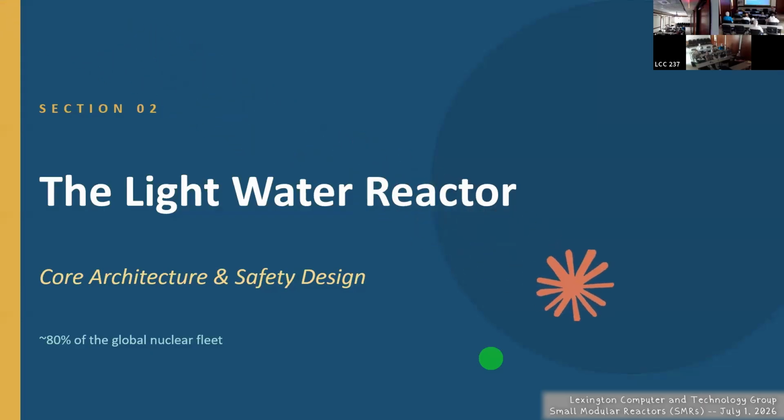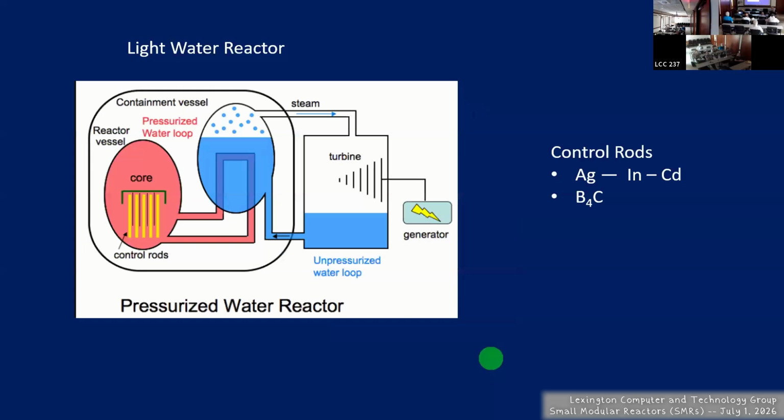So now let's talk about light water reactors. 80% of our global fleet is light water reactors. A light water reactor uses ordinary water. You have a core here, and this is all water in here. And here's your uranium and the little black things and the other control rods. And water comes in at the bottom, heats up, comes up here.